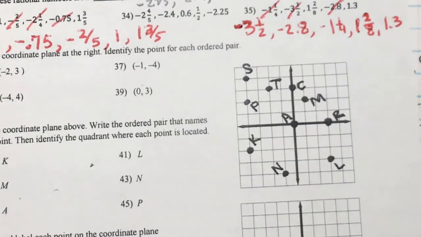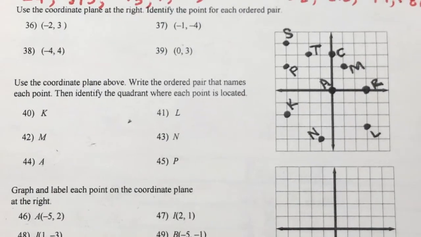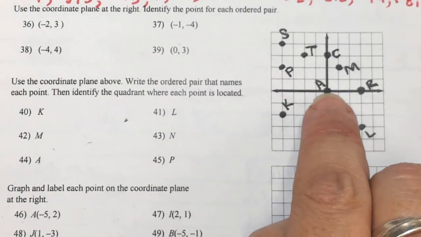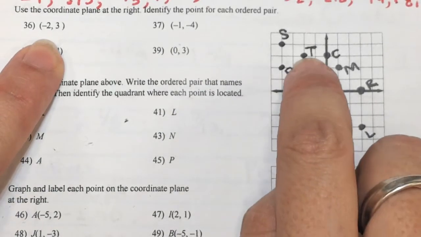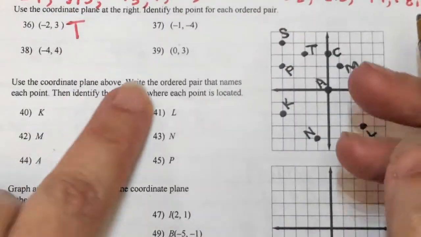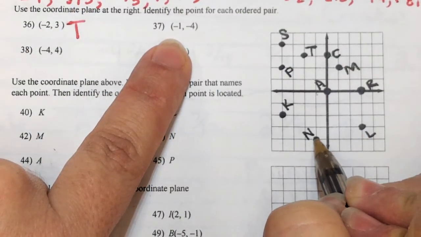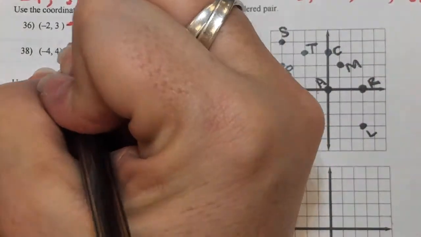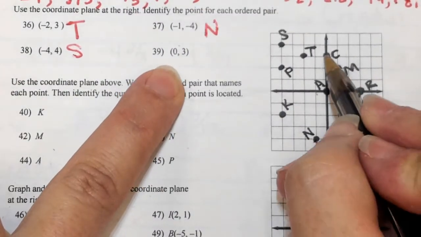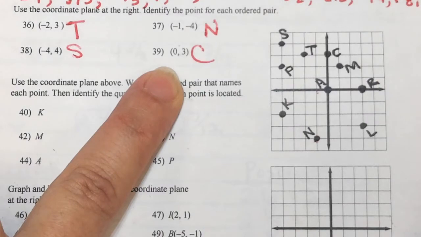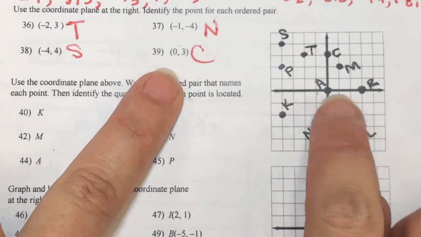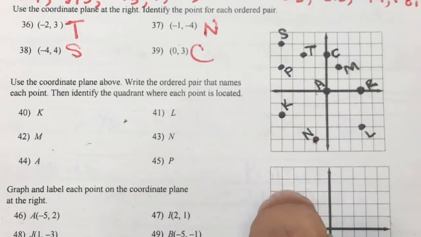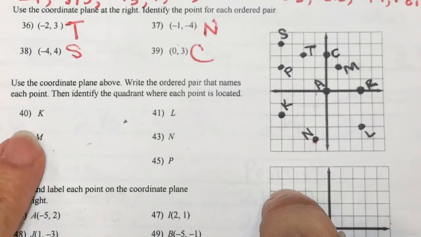Now we're getting to graphing. Please check these. Because like I said, we didn't do much of this, but here we go. Okay. Where are these points? So, negative 2 and 3 is letter T. Negative 1 and negative 4 is letter N. Negative 4 and 4 is letter S. And 0 and 3 is letter C. Okay? So, making sure. I know this wasn't numbered, but positives are always to the right, negatives to the left, and so on.